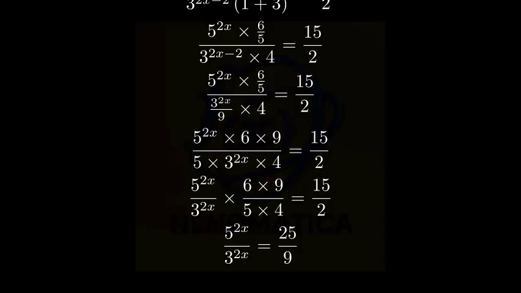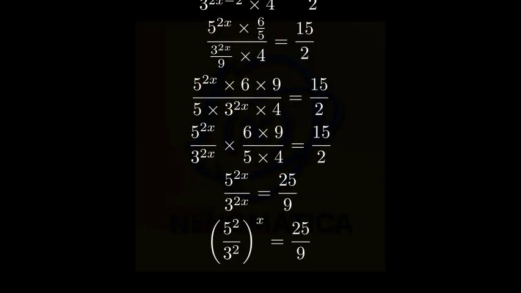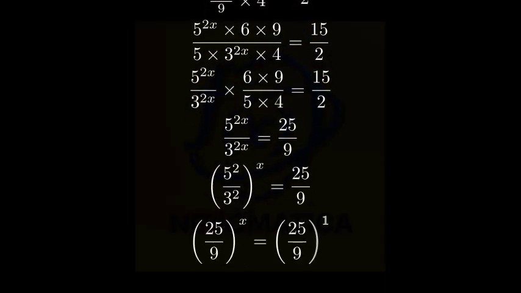So we have 5 to the 2x divided by 3 to the 2x equals 25 ninths. We can rewrite 5 to the 2x divided by 3 to the 2x as the ratio of 5 squared to 3 squared, all to the power of x. Now, 5 squared equals 25, and 3 squared equals 9. So we have 25 ninths to the power of x equals 25 ninths to the power of 1.